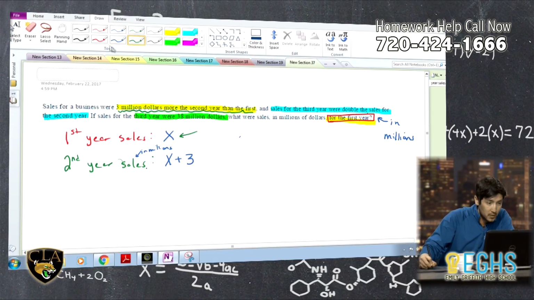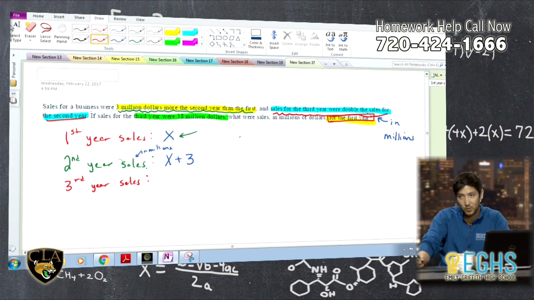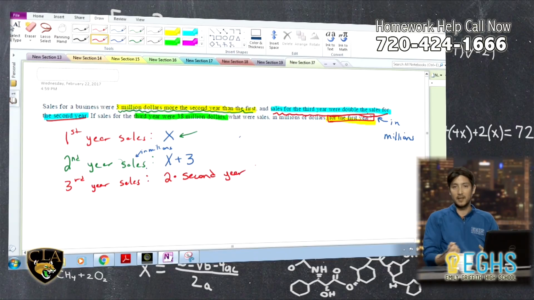So now we're on to the third year, and the third year sounds kind of confusing. Third year sales. Sales for the third year were double the sales for the second year. And sales for the second year were $3 million more. So what we could do is we could just say, look, let's take our second year. We could do this two ways. I could say 2 times the second year. This is one way if you just want to write that out first. Sometimes this helps to have this extra step here. Because it's double, you're going to multiply it by 2.